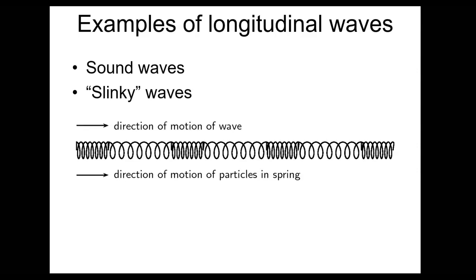You can also produce longitudinal waves on a spring like we saw. That's what I mean by slinky waves. And this is kind of what a longitudinal wave would look like. Notice in this case that the wave is moving to the right, and the particles making up the wave, in this case the particles of the spring, are oscillating left and right, parallel to the direction of the wave motion.